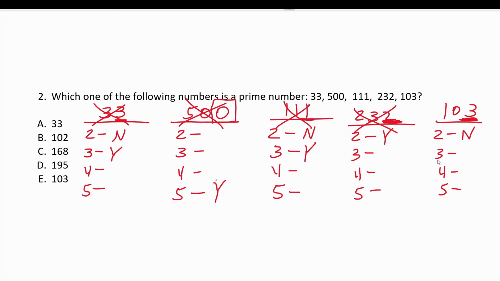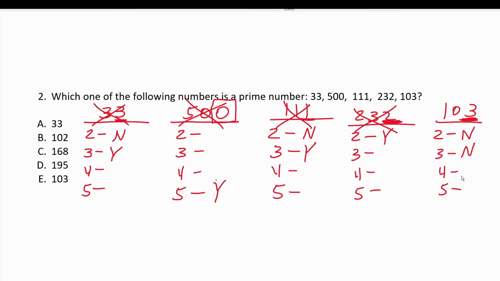Let's check to see if this is divisible by 3. Again, to see if it's divisible by 3, we're going to sum its digits. Notably, we're going to do 1 plus 0 plus 3. 1 plus 0 is 1, plus 3 is 4. Is 4 divisible by 3? It's not. Therefore, I know 103 is not divisible by 3.